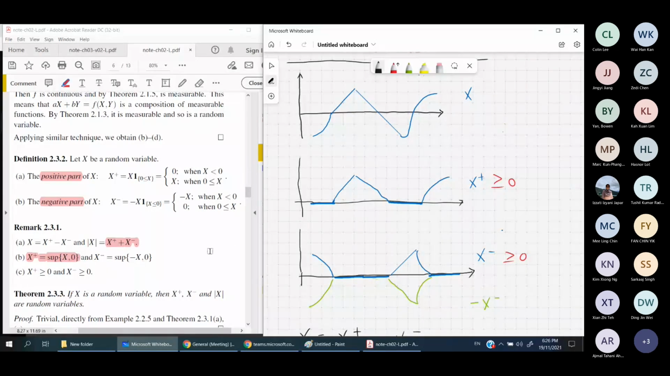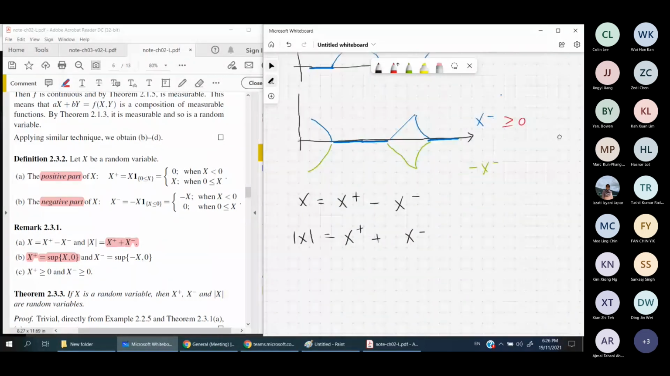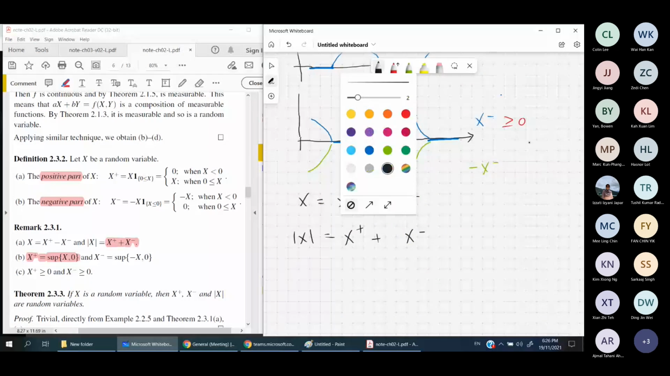Now we just go back to this, and it's clear. Because we have only two of them, we can say x plus is the maximum of x and zero, and x minus is the maximum of minus x and zero.